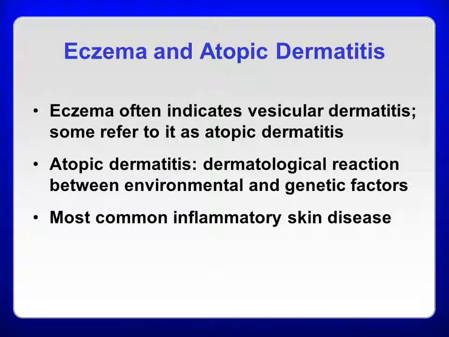Eczema and atopic dermatitis. So eczema usually indicates a vesicular dermatitis, and some people just refer to eczema as atopic dermatitis. Atopic dermatitis itself is just a general dermatologic reaction between the environment and genetic factors. So these are your two most common inflammatory skin conditions. Usually they just lump these all together.